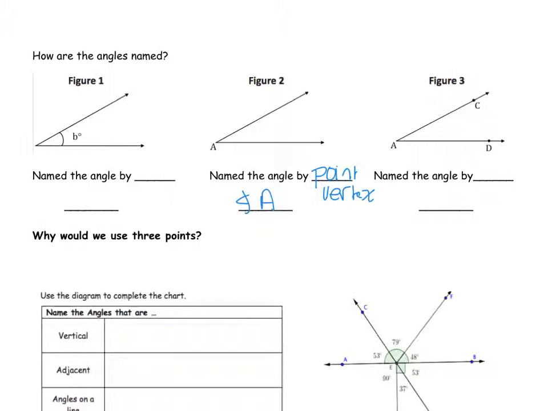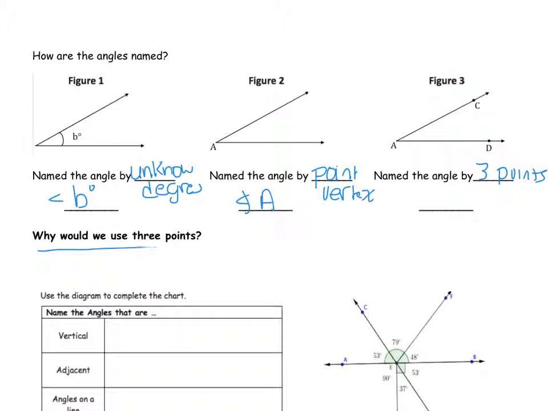Sometimes it's named by an unknown degree, or we can name it by its degrees. So this would be angle B degrees. And lastly, and the one I like the least because it's the most time consuming, is by the 3 points.